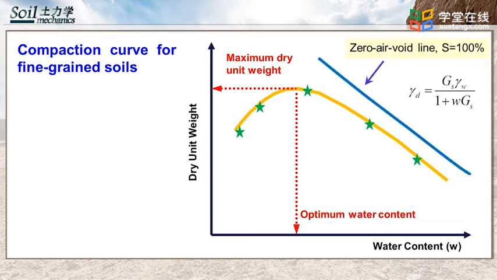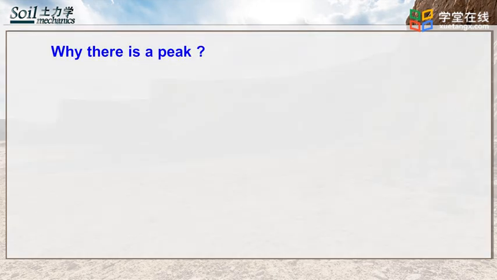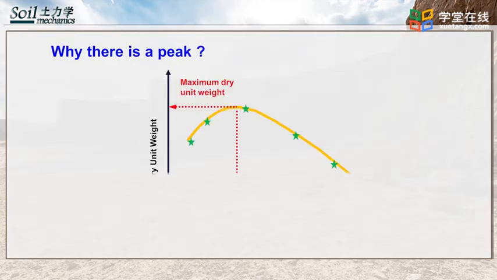For fine-grained soil, for example, clay, the compaction curve is usually bell-shaped. From the bell-shaped compaction curve, we can have a maximum dry unit weight. The water content at which the maximum dry unit weight is achieved is called the optimum water content. You should also keep in mind no part of the compaction curve can lie to the right of the zero air void curve.